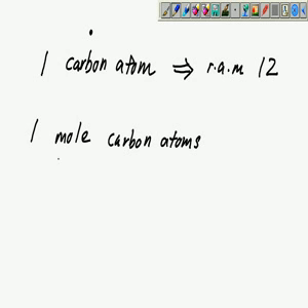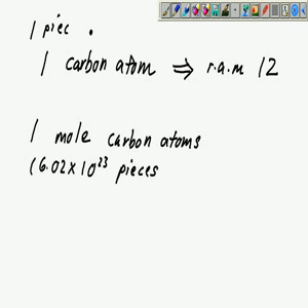1 mole of carbon atoms would have 6.02 times 10 power of 23. I'll just call it pieces because here is considered one piece. So 6.02 times 10 power 23 pieces of carbon atoms.